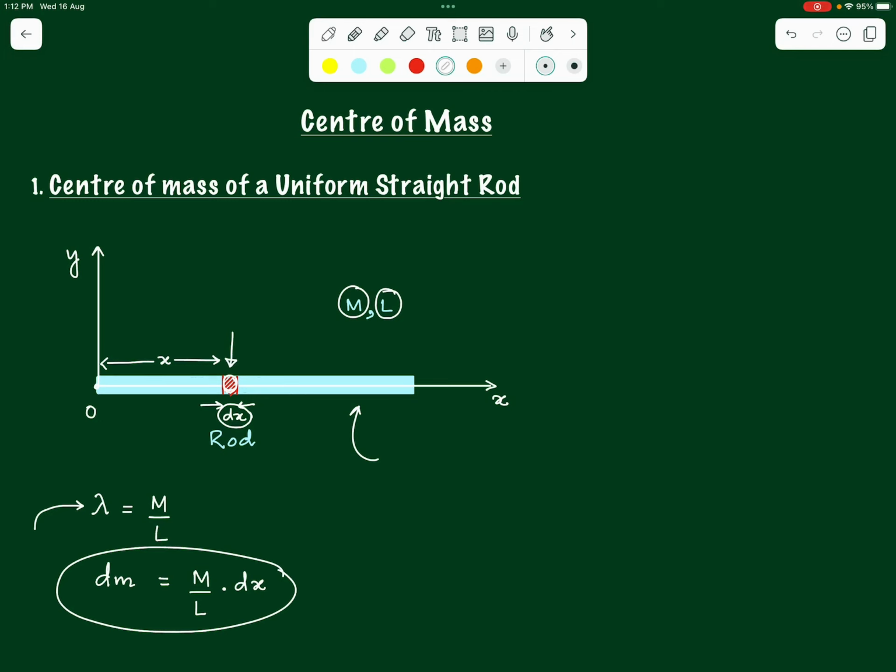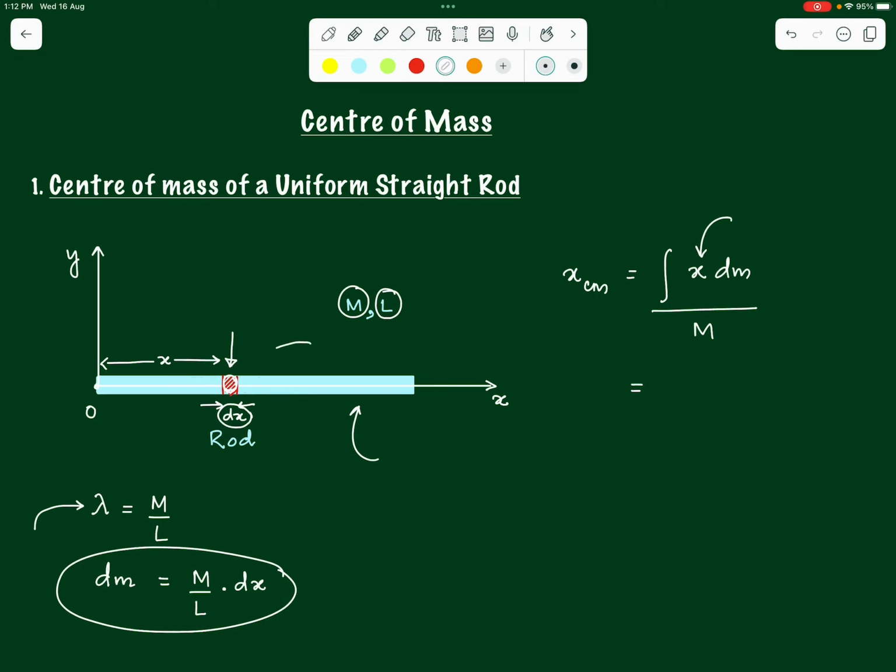Now if we have to find the center of mass of the rod, we start with the formula: the x coordinate of the center of mass is the integral of x dm divided by the total mass of the rod. This is the formula we shall be using for the x coordinate of the center of mass of a continuous mass system kept along the x-axis. Now for this particular element that we have taken up here, we can assume that its whole position is at x itself. That's what I was talking about earlier.